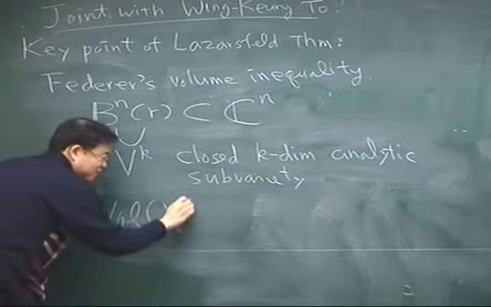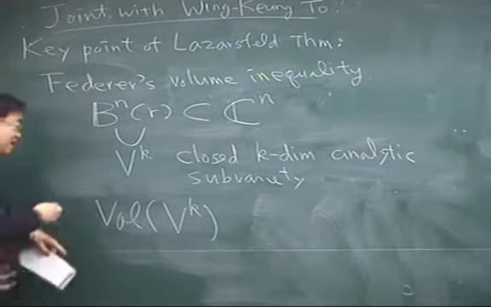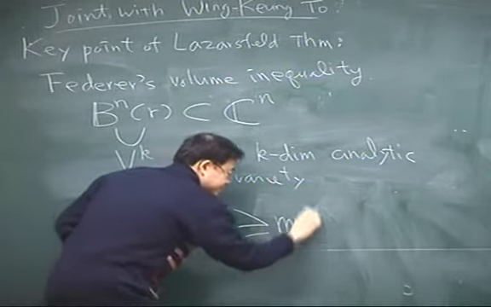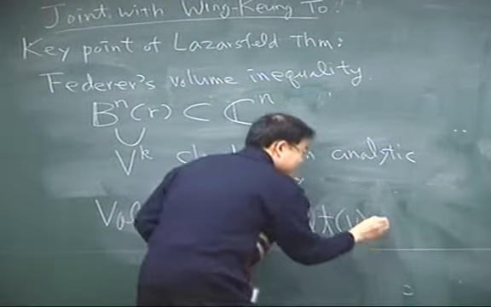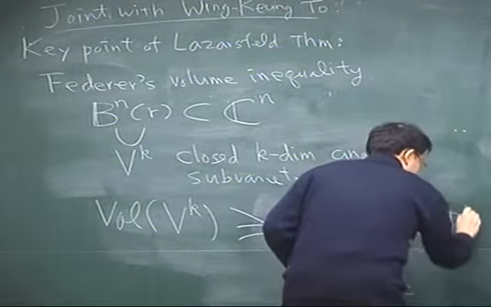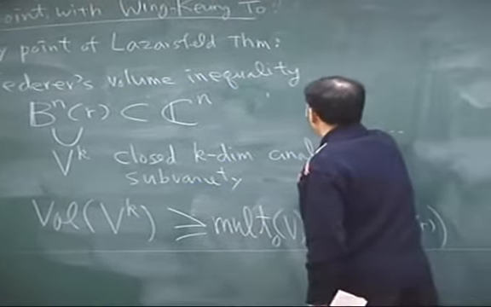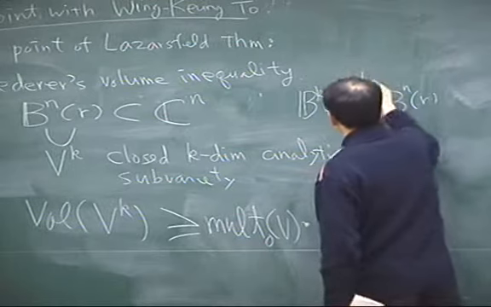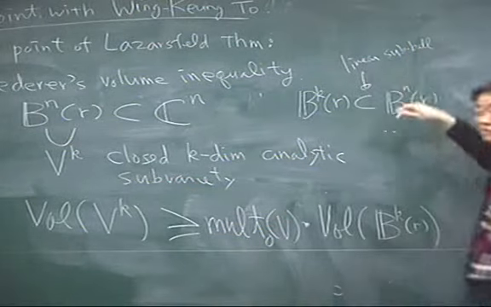Then you can ask how big is the volume of this analytic subvariety with respect to the Euclidean metric. Federer's inequality says that this volume is at least the multiplicity of this variety times the volume of a k-dimensional linear ball. This is a linear sub-ball.